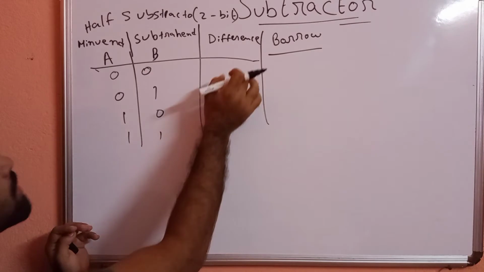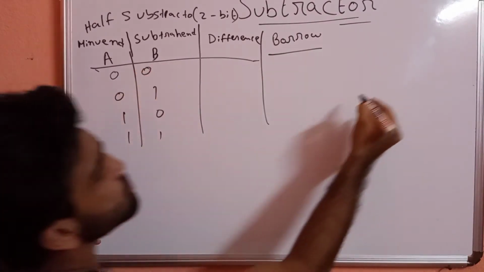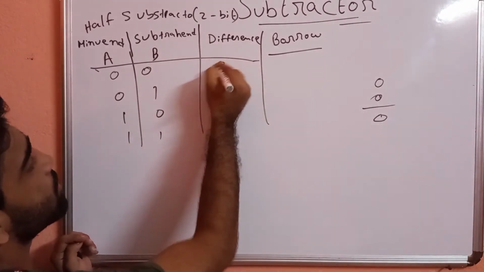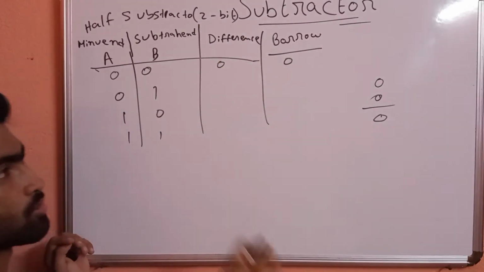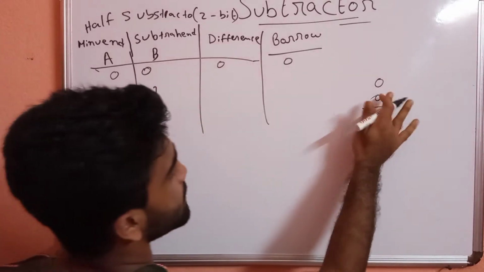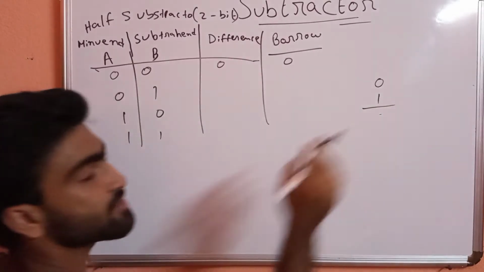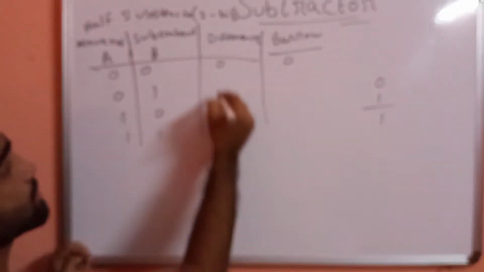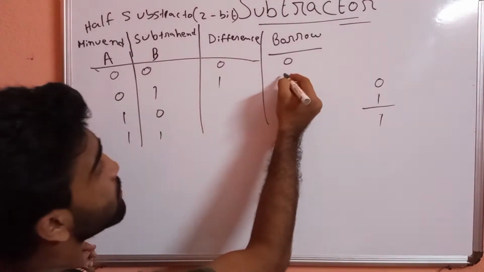Now what will be the difference for 0 and 0? That means we are subtracting 0 from 0. The difference will be 0, and the borrow will be 0. There is no borrow. Now what will be the difference for 0 and 1? That means here we have 1. What will be the difference of it? It will be 1. Why? The difference will be 1, and the borrow will also be 1.